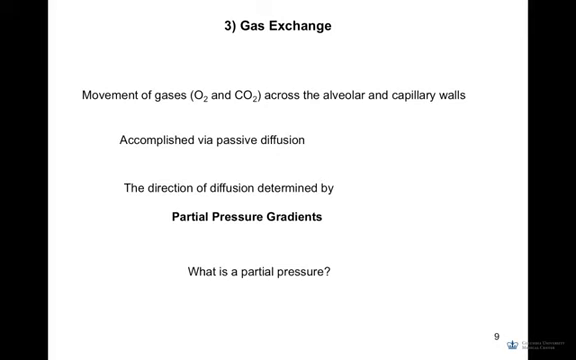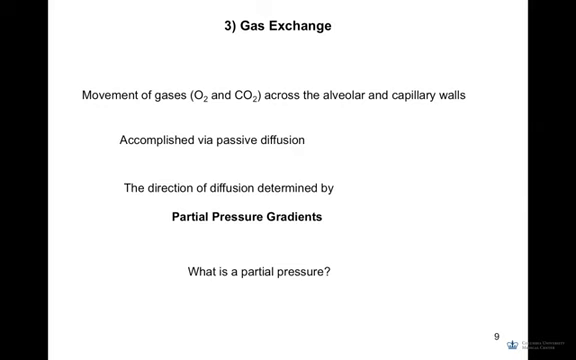Discuss is gas exchange, and gas exchange refers to the movement of gases, particularly oxygen and carbon dioxide, across the alveolar and capillary walls. So exchanging oxygen and carbon dioxide between blood and the alveolar space. Now, despite the fact that this is such a critical part of external respiration, gas exchange is accomplished entirely via passive diffusion. And previously, when we've discussed passive diffusion, we've talked about it as going down a concentration gradient.